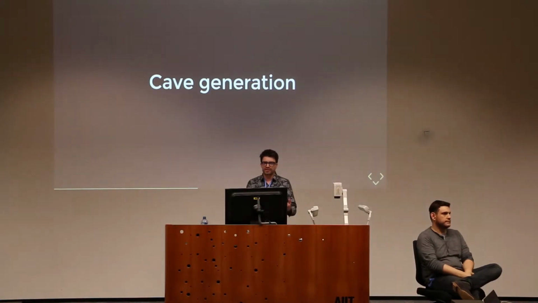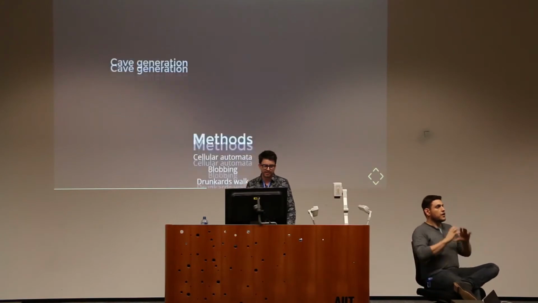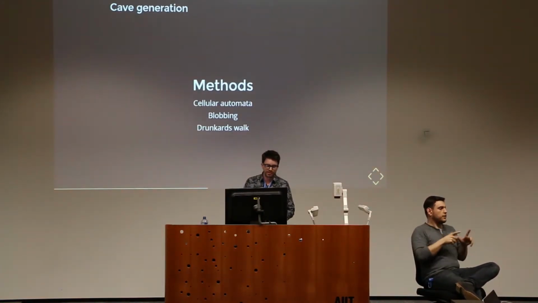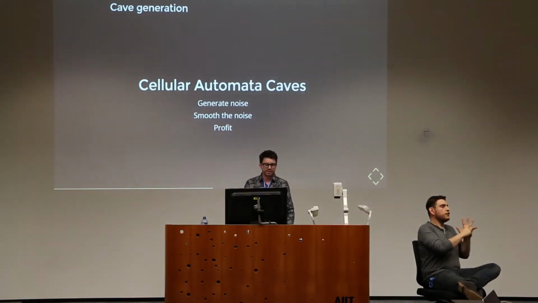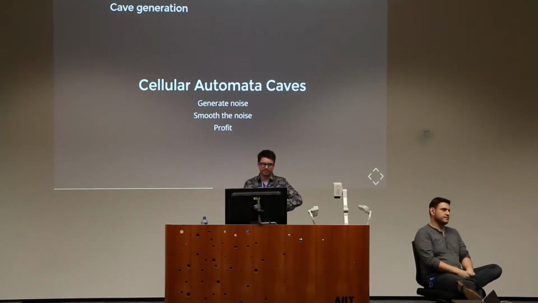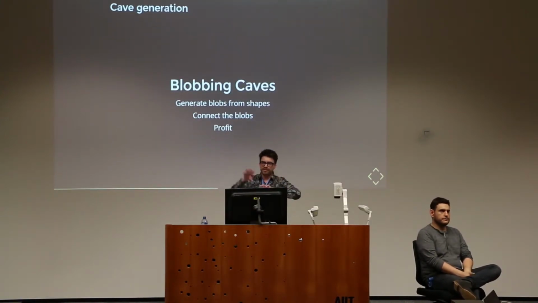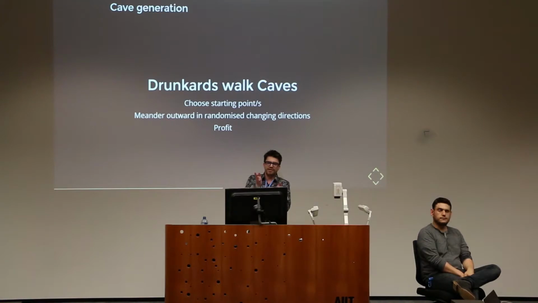So cave generation is something I've done a fair bit of and I quite like doing. You often see it in things like roguelikes and platformers. There are a few different methods that I want to quickly cover: cellular automata, blobbing, and drunken walk. Cellular automata caves essentially follow this idea. You generate a bunch of noise and you smooth it in the very basic version of it, and then you get a cave. Blobbing caves, you generate blobs from different shapes, you connect them together, and you've got some caves. The drunken walk, you choose starting points and meander outward in randomized directions, and you get caves.